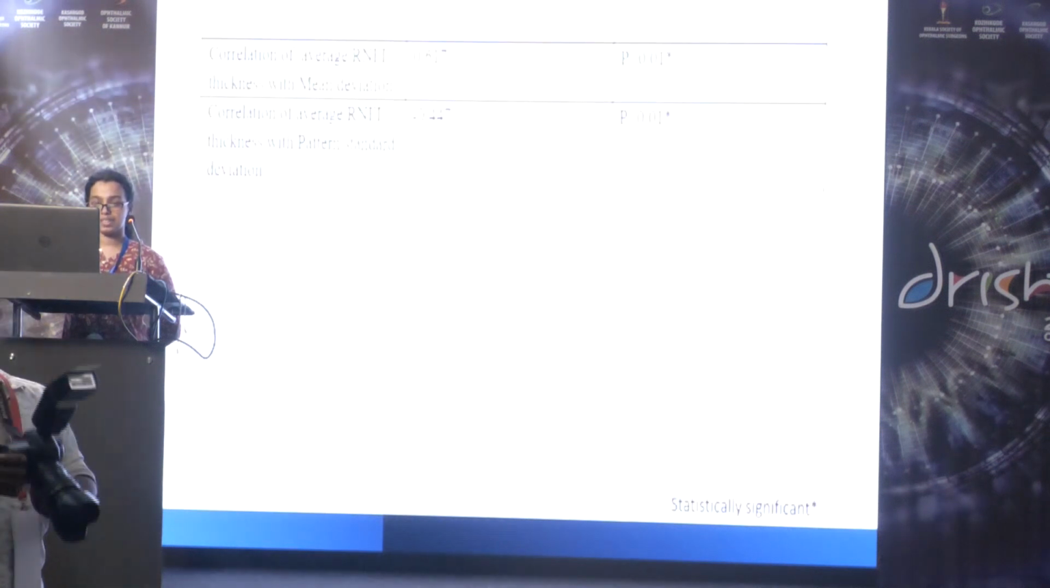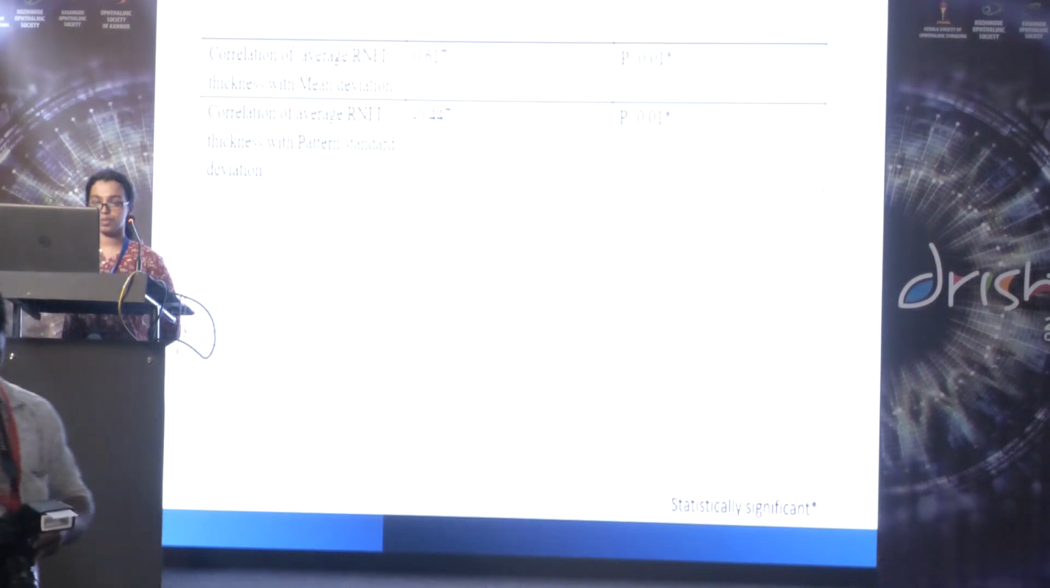Correlation of average RNFL thickness with mean deviation: the coefficient was 0.617 with a p-value of less than 0.01, corresponding to a highly positive correlation. And correlation of average RNFL thickness with PSD: the correlation coefficient was minus 0.447 with a p-value of less than 0.01, corresponding to a moderately negative correlation.